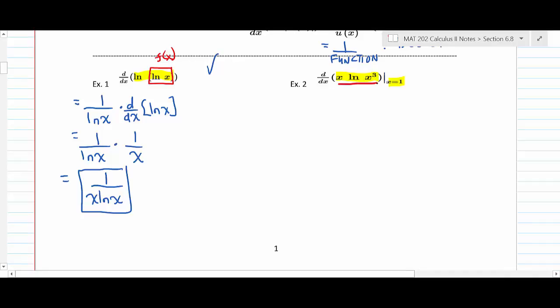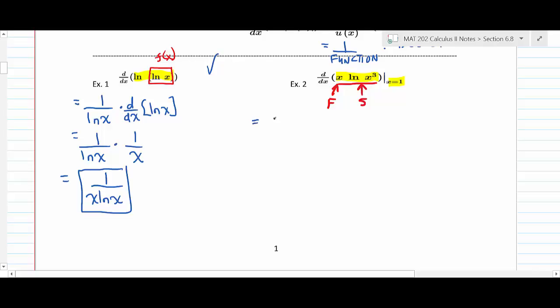Product rule. That's a product rule, isn't it? There are two functions. That's your first function, and then ln of x to the third is your second function. So, product rule. We've done a lot more integration this semester than we have differentiation, so we kind of get back in the swing of reviewing this, okay?